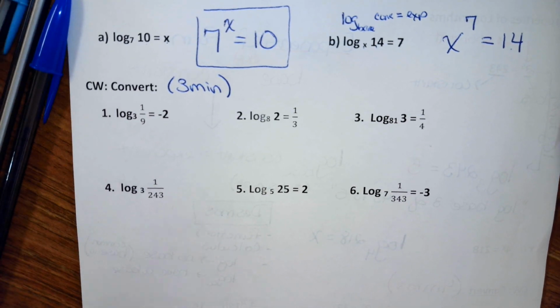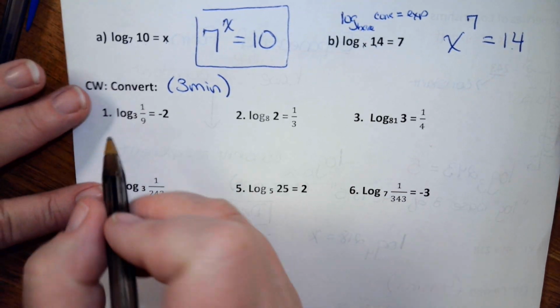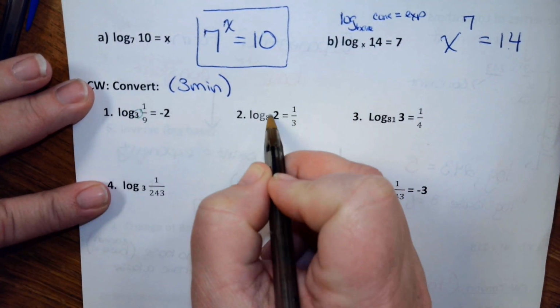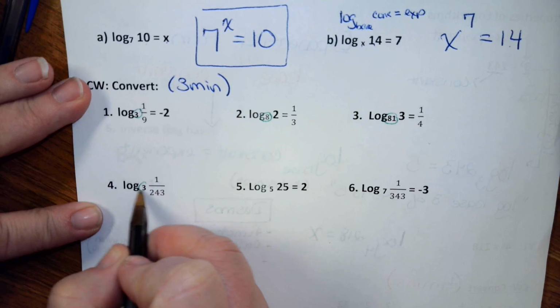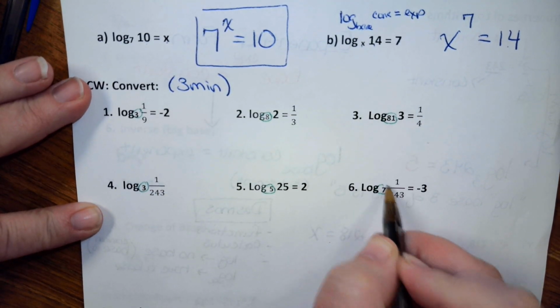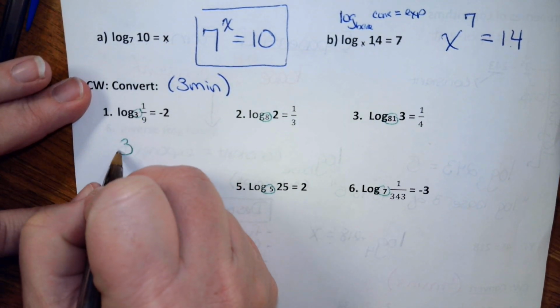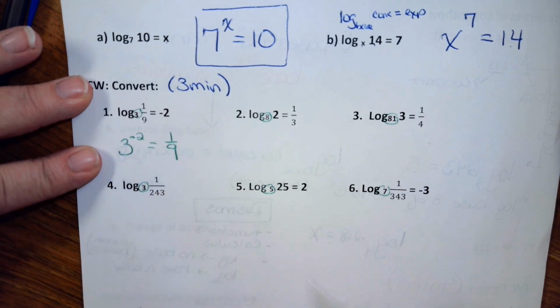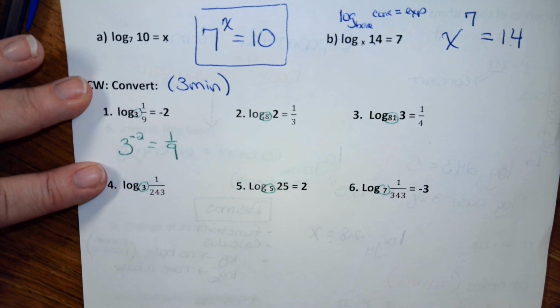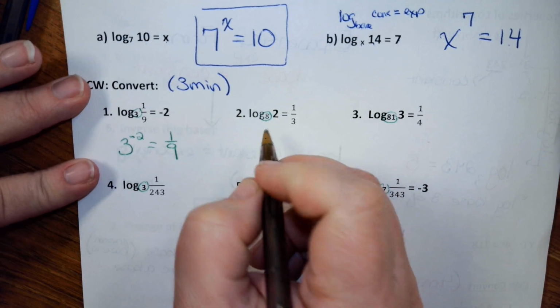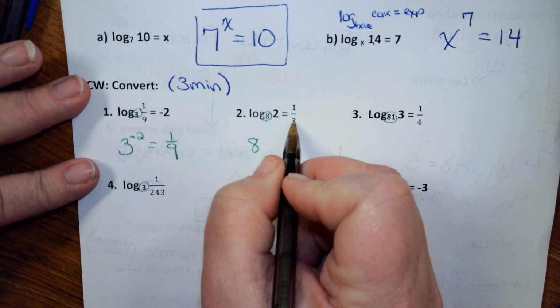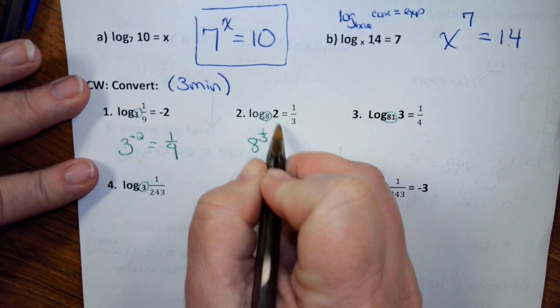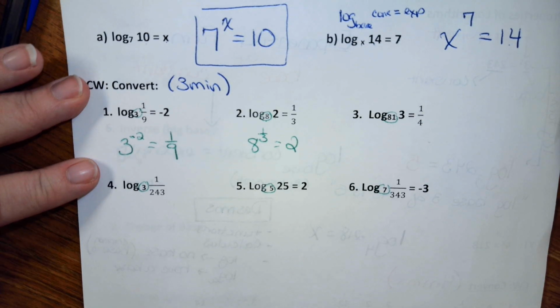All right, so let's see how you did. Remember, your base is always your subscript. So right here I've got a base of 3. My exponent is -2, and I get 1/9. Right here, number 2, my base is 8. My exponent is 1/3, and my constant is 2.